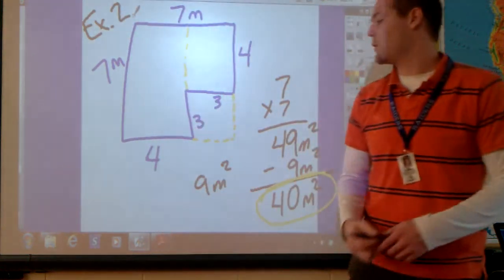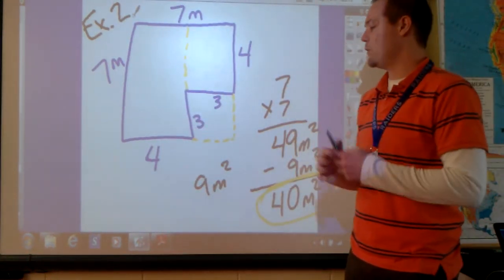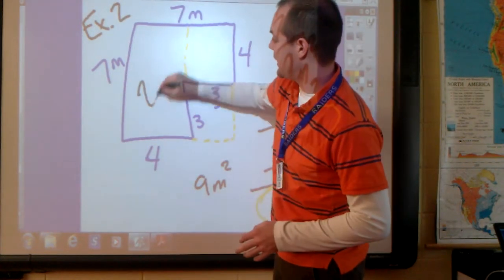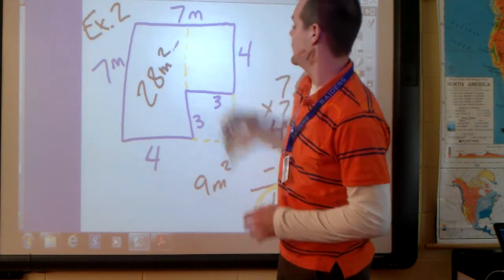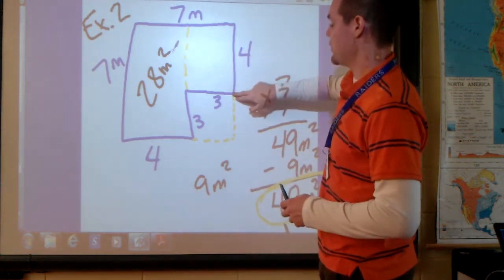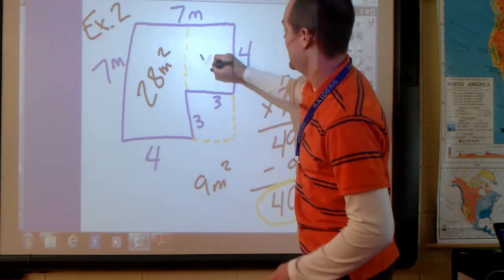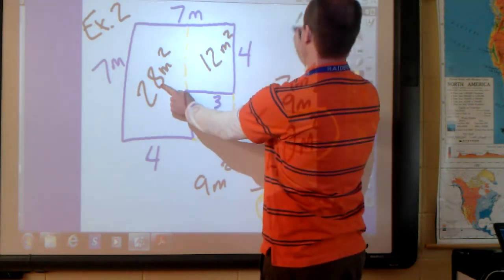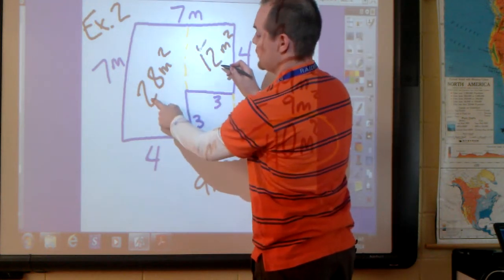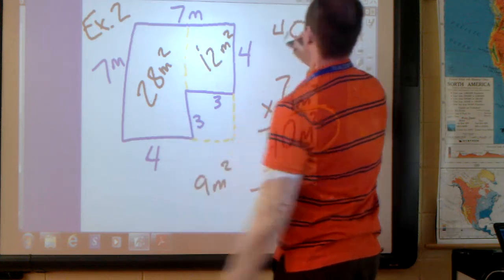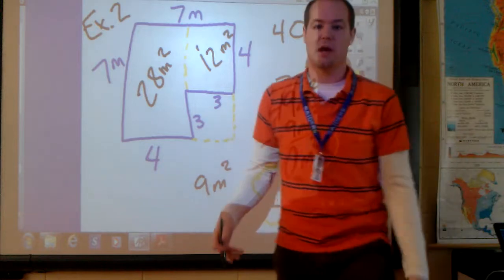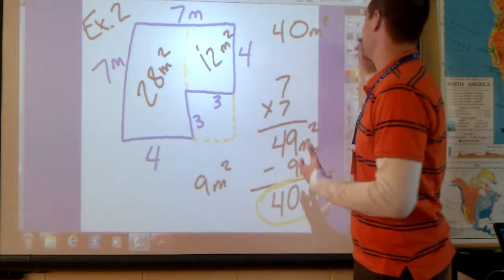Okay. Now if I wanted to do that my own way, I would take 7 times 4 to find the area of this rectangle. I'd get 28 meters squared. To do this one, I would take length 4 times width 3 and get 12 meters squared. 28 plus 12 is 40 meters squared. Okay? The answer is the same, it's just a different process. It's just a different way to get the same answer.